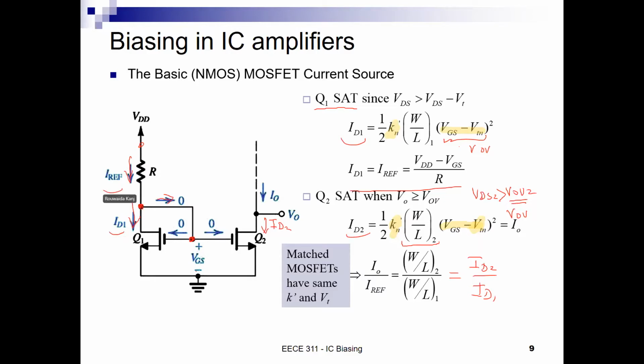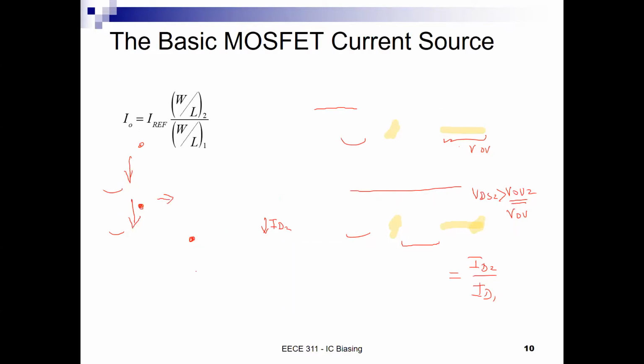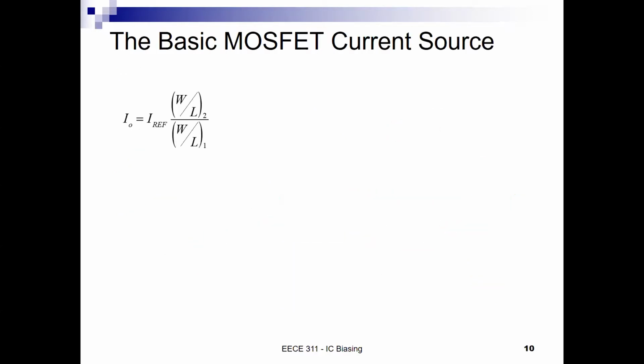So whatever I design to flow in the resistor is going to flow at the output, adjusted by the ratio of the sizes of the transistors. If this is clear and there are no questions, we can move to the next slide.